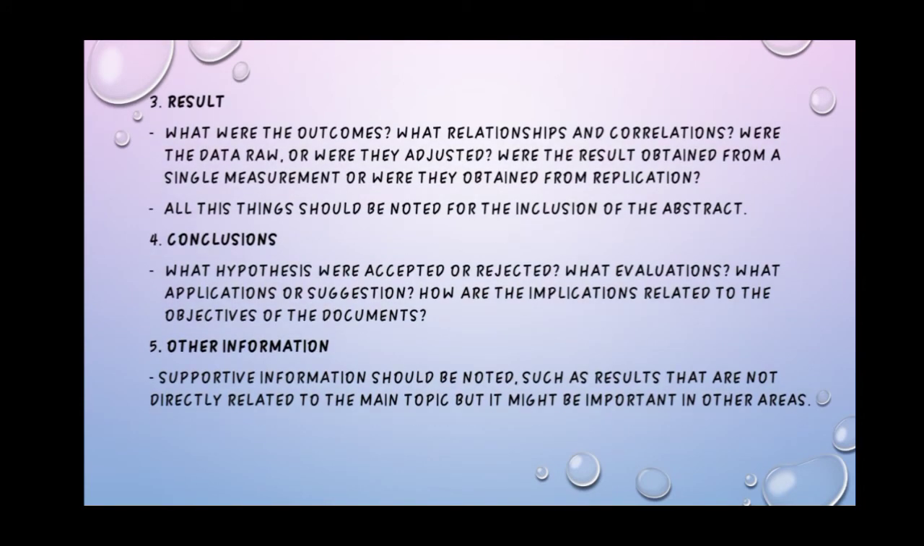Thirdly is result. What were the outcomes, what relationships and correlations, were the data raw or were they adjusted, and others. Fourthly is conclusion. What hypotheses were accepted or rejected? What evaluation, what application or suggestion, and others. Lastly is other information. Supportive information should be noted, such as results that are not directly related to the main topic, but might be important in other areas.